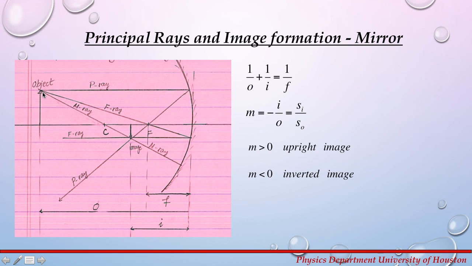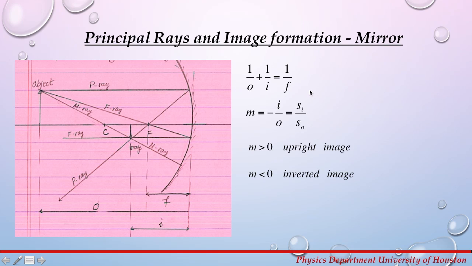And then the M ray goes through the center of curvature point here, straight to the mirror, and then it reflects back in the same way. Okay, so the point where all these three rays intersect, that is the point where the image is formed. And then same as in our example for the lens, the image here is going to be inverted.